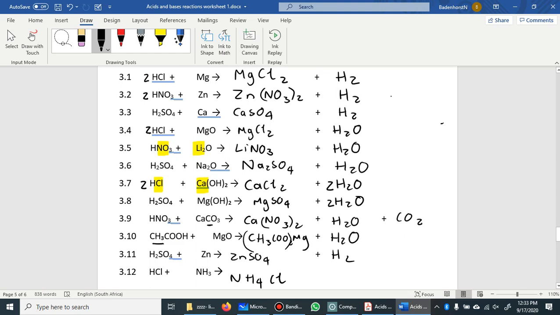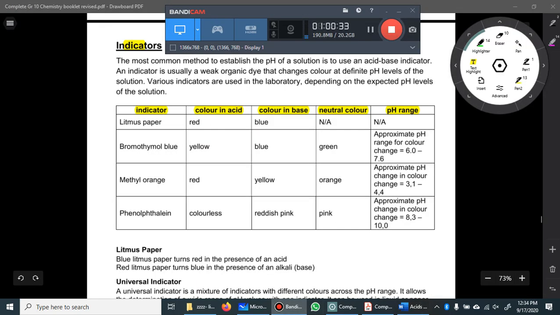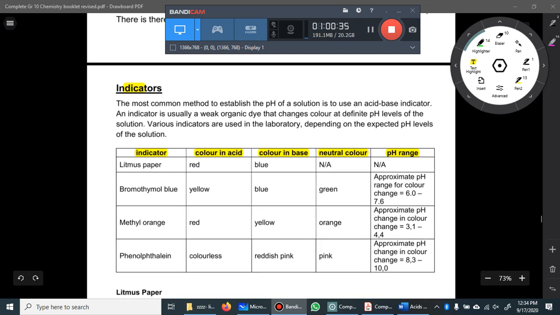Then we're going on to indicators next. So what you actually need to do is you have to draw up this table into your book. So the indicators you need to know in grade 10 are litmus paper or litmus solution, bromothymol blue, methyl orange, and phenolphthalein. So these are indicators you can use to figure out. In grade 9, you did nice practice with these where you tested different substances with indicators and you saw if they were acidic or basic or neutral.